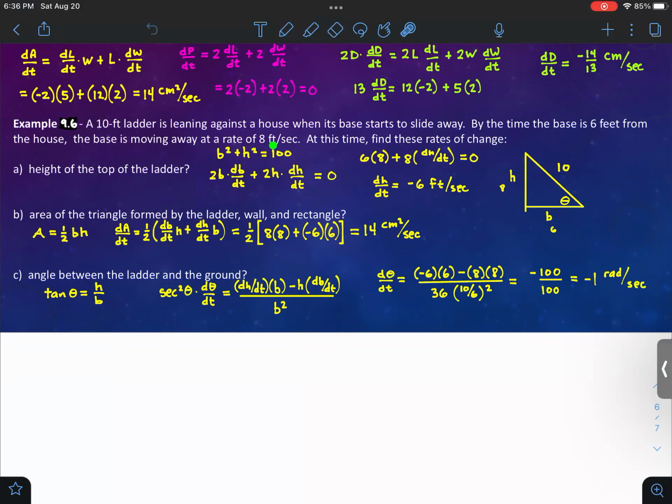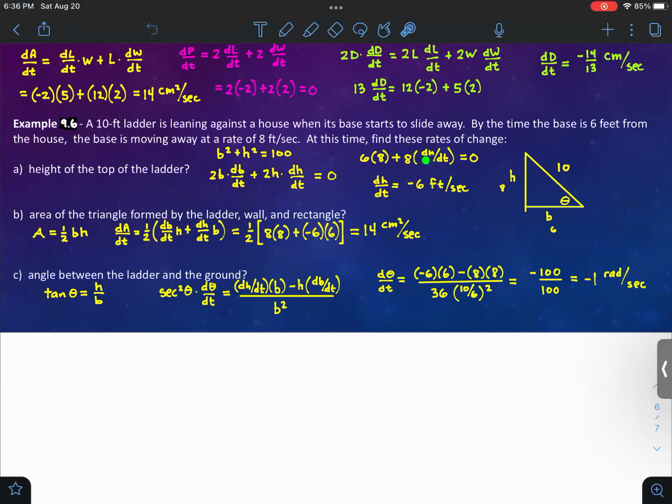Base is moving away at 8 feet per second. So the base is getting longer, hence +8 here. This is the moment when the base was 6. The height, did it tell us? Oh, okay, it didn't directly tell us the height, but again, special triangle or Pythagorean theorem, it must have been a 6, 8, 10 triangle. All right, so we plug that in as well.